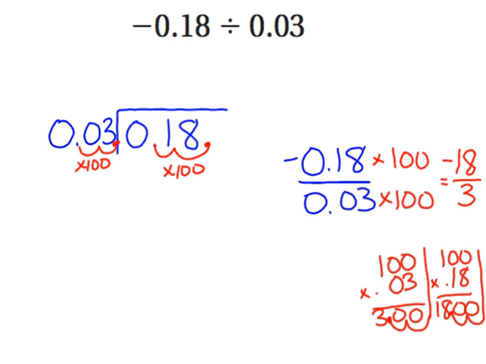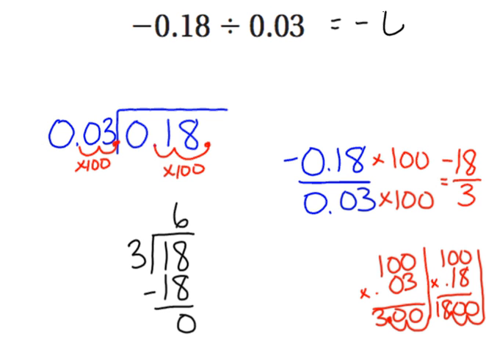And now the answer to 18 divided by 3 is going to be the same as the answer to our original problem. And 3 goes into 18 exactly 6 times, and since we're dividing a negative by a positive, our final answer will be negative 6. So again, you always want to make sure the number you're dividing by needs to be a whole number.